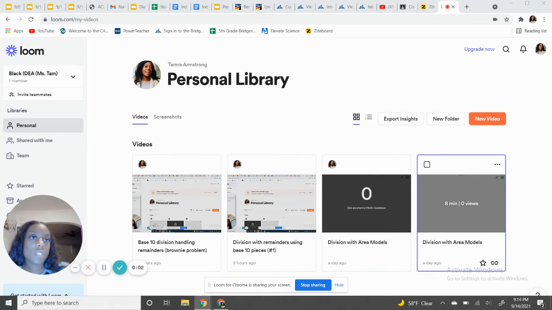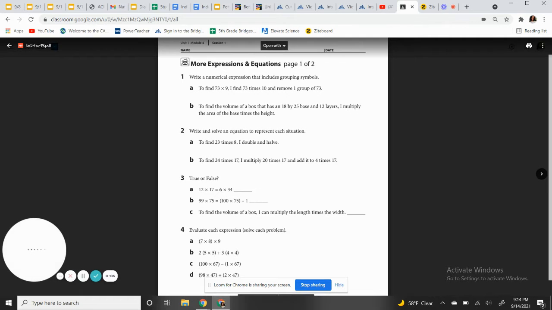Hey, Miss Tam's class. So we're going to be going over number 1 and 2 of the homework you guys had a couple nights ago. Why? Because we need to really drill down on expressions and equations as they are going to be on your test. So number 1A, to find 73 times 9, I find 73 times 10.